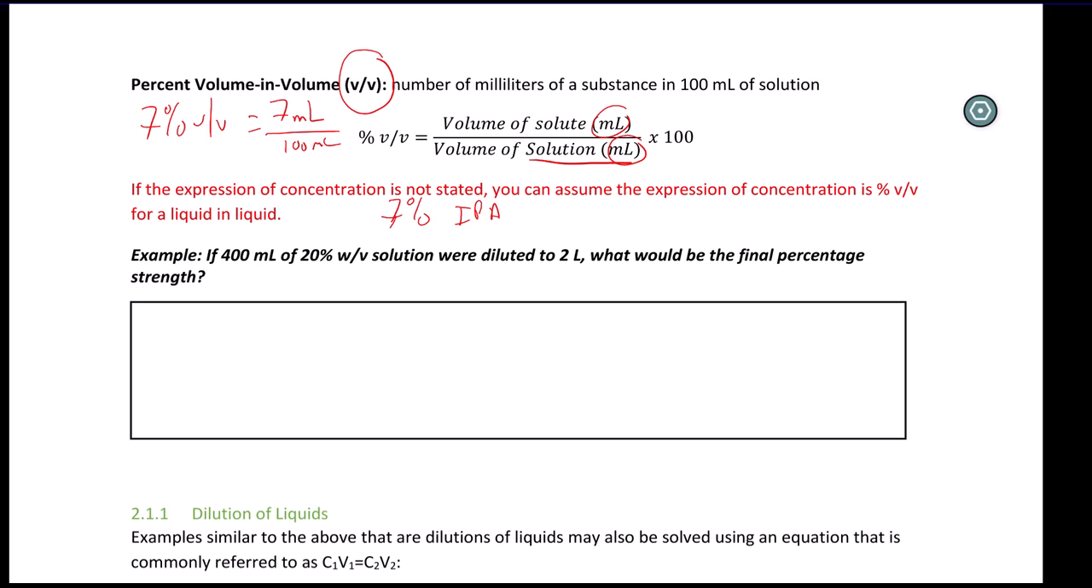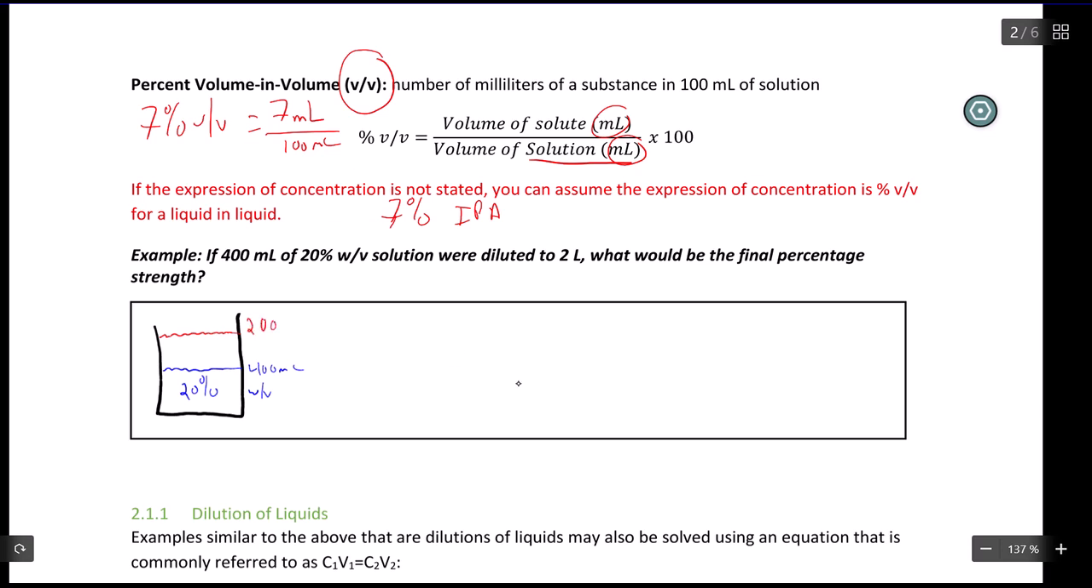So let's look here and break this down from a picture standpoint. If I was to take a container, a vessel, say a really large beaker, according to this question, you started with 400 mLs of a 20% weight and volume solution. That means that there's 20 grams of material in every 100 mLs, but this is 400 mLs of that 20%. Then it says we diluted it. So we added some more of that solvent up to the 2 liters, which in our case is going to be 2,000 mLs. So we went from 400 mLs to 2,000 mLs.